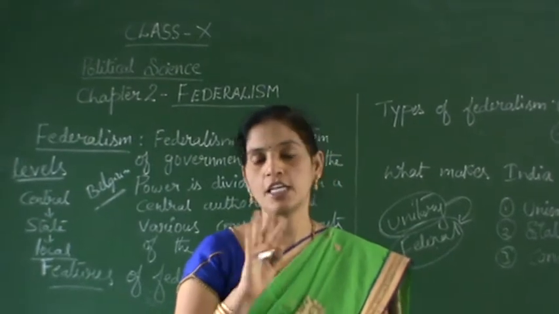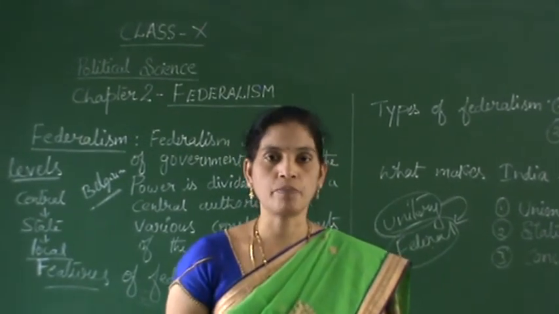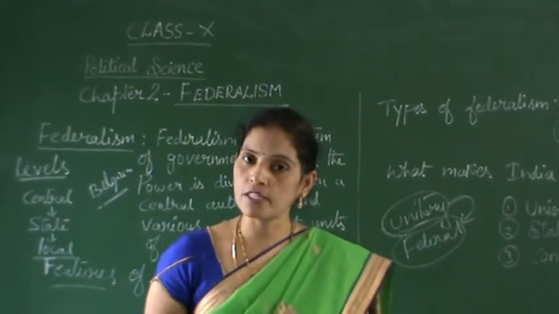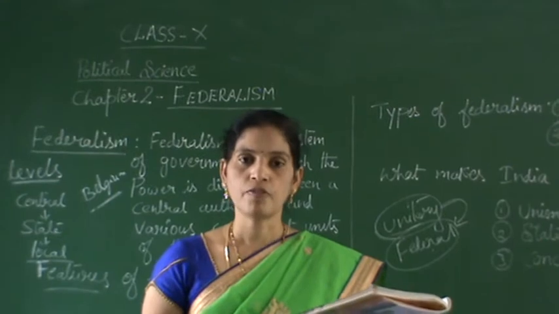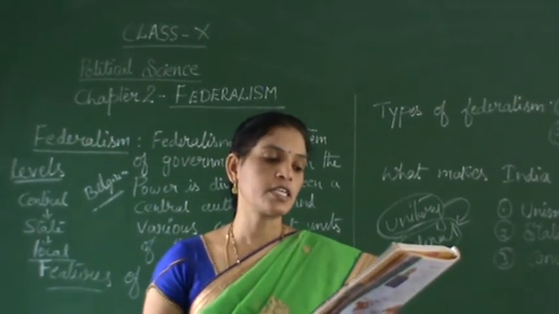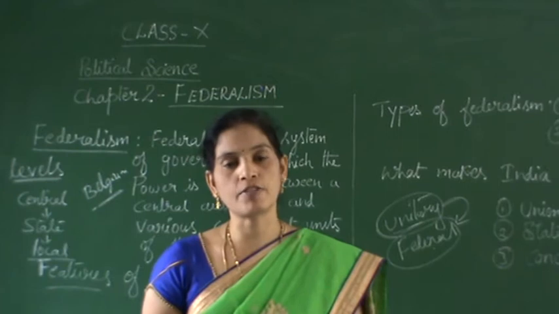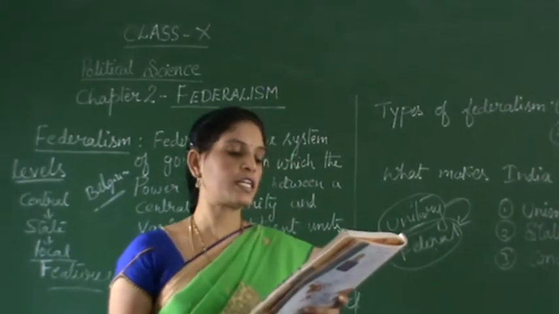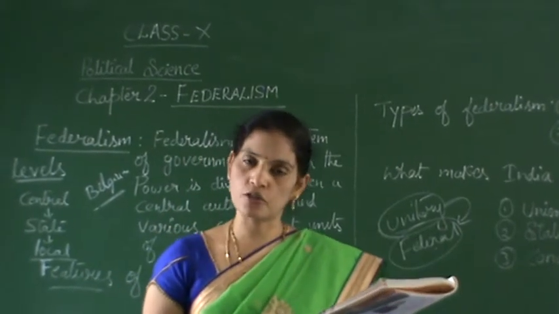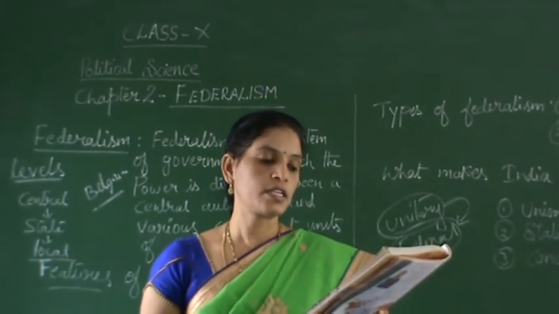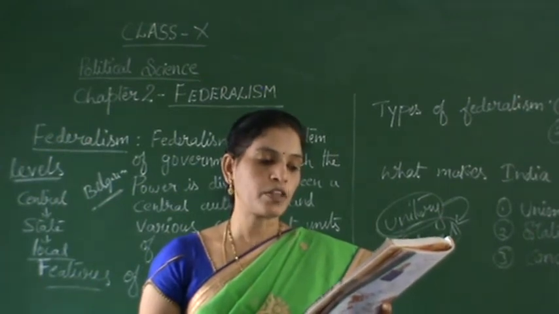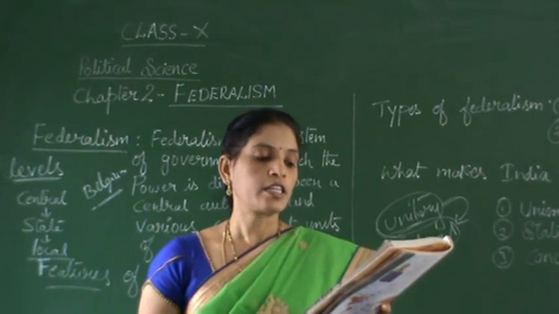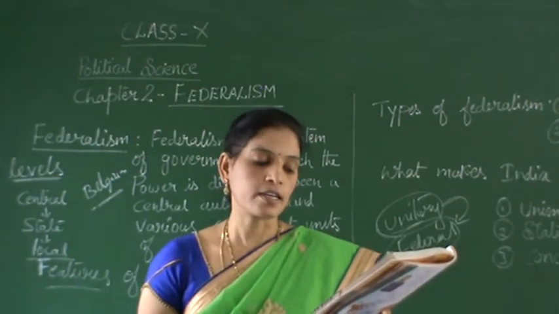These are the 7 key features of federalism. It's very important, children, to understand. The first key feature was that 2 or more levels of government exist. The second feature is that different tiers of government govern the same citizens, and each tier has its own jurisdiction. The third one is that the jurisdictions of the respective tiers of government are specified in the constitution, and the government is constitutionally guaranteed.